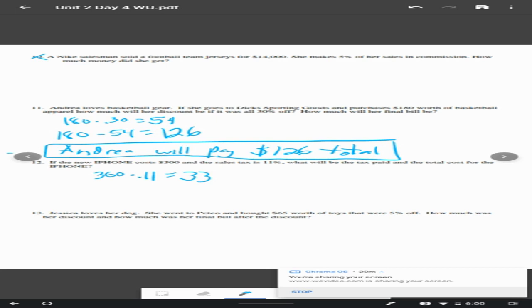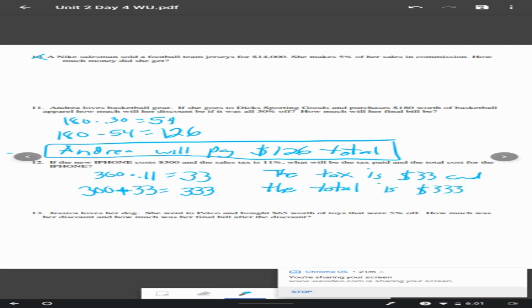And then the total cost, because we're talking about taxes, we have to actually add the taxes to the total cost. So if we add those together, we would get $333 total. So then my sentence would be, the tax is $33 and the total is $333. And that's for an iPhone.